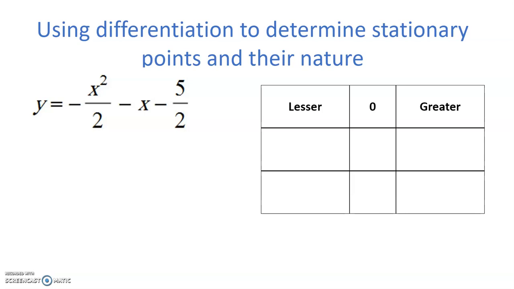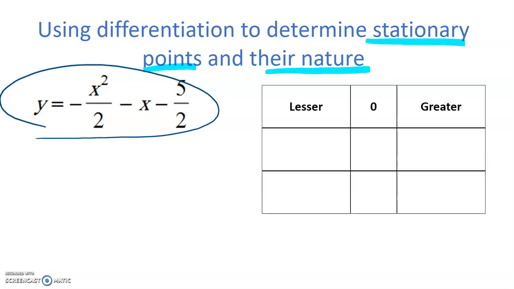Okay, so we're going to look at using differentiation to determine stationary points and their nature. That is, if they are maximum, minimum, or points of inflection. To do that, we first need to differentiate this function, and to do that we always bring the exponent to the front and multiply by the coefficient, and then decrease the power of that exponent.